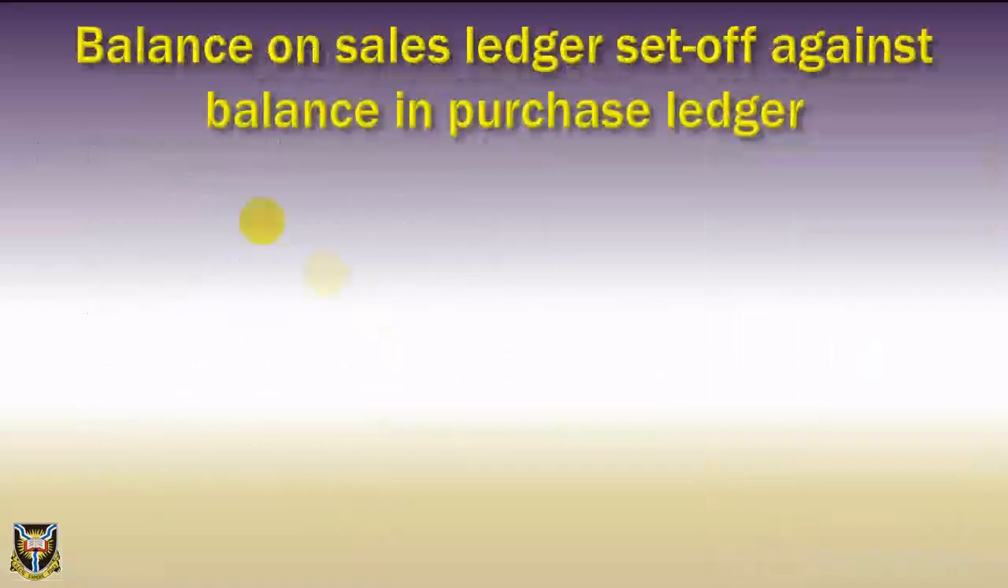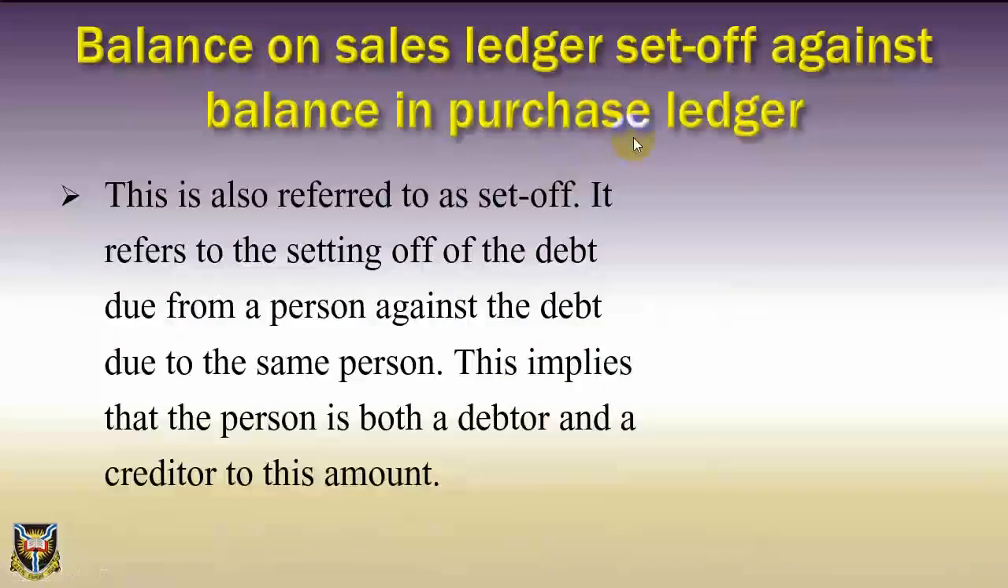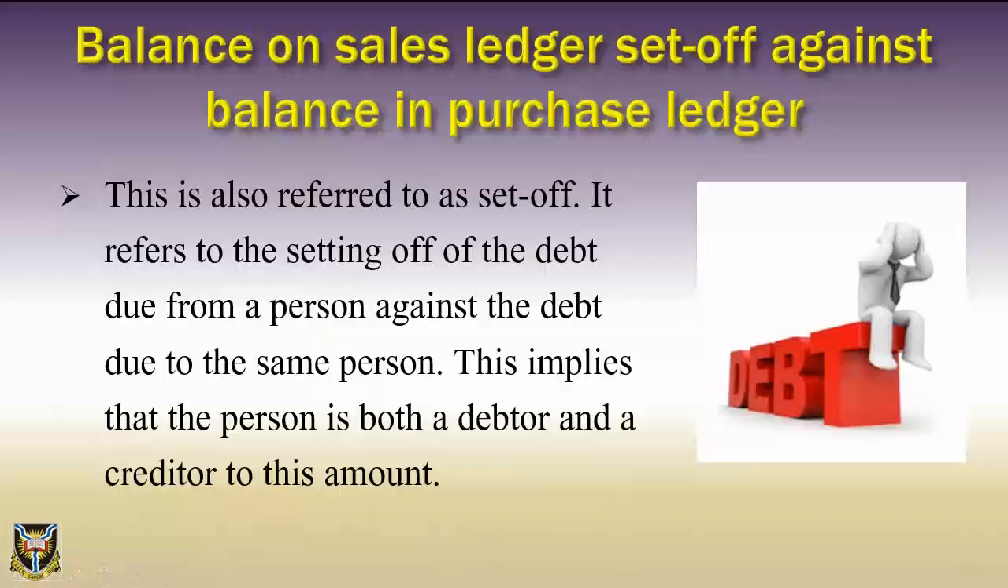Balance on sales ledger set off against balance in purchase ledger. This is also referred to as set off. It refers to the setting off of the debt due from a person against the debt due to the same person. This implies that the person is both a debtor and a creditor to this amount. This will reduce both the balance in the debtor's ledger and the balance in the creditor's ledger. To record this, you will debit creditors' purchases ledger and credit debtors' sales ledger with this single figure.